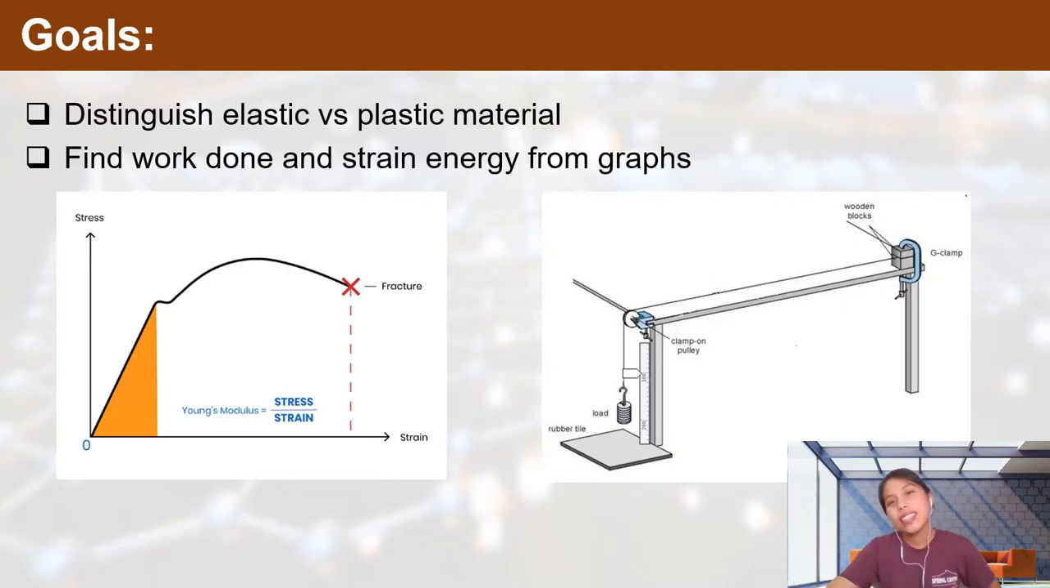Today we'll be looking at the last section of this chapter. We're going to learn through this video how to distinguish between elastic and plastic materials. What do those mean? We're also going to learn how to find work done and strain energy from graphs, or more like it's just a reminder of how you find them from graphs.